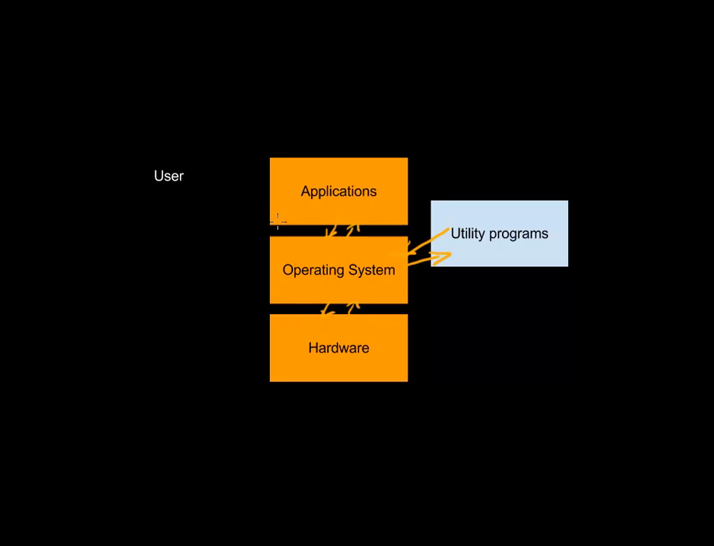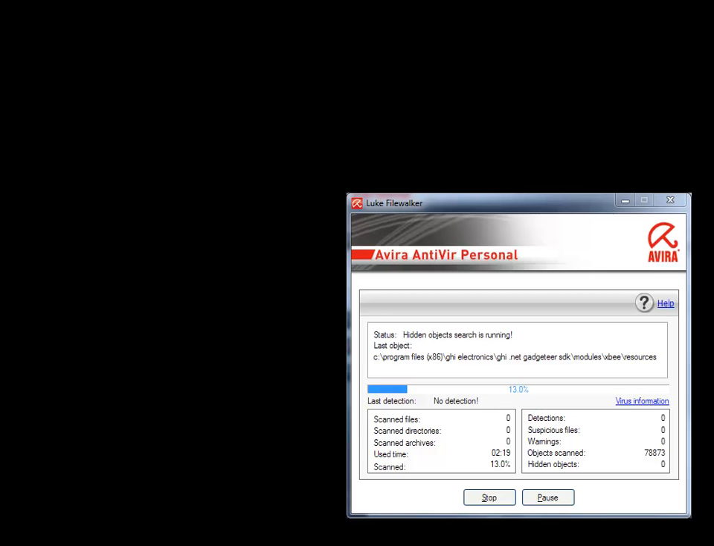and the operating system works with the hardware. And so the user will interact with applications, and the user will also interact with the utility programs. So we can look first of all at a standard utility program that most people will have on their computers, you really should have, and that is antivirus software.